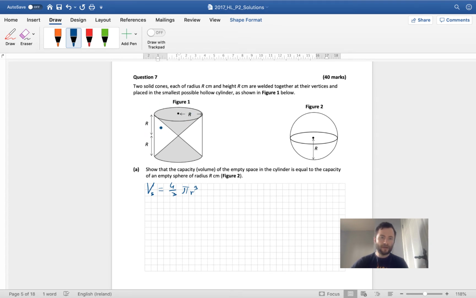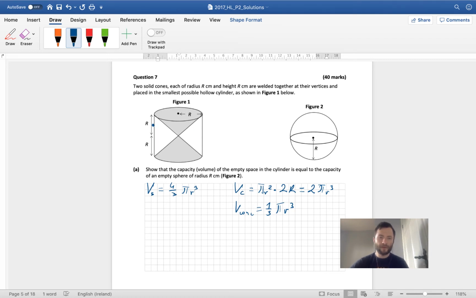Now, in this case, we have a cylinder which has those cones cut out from the middle. So the volume of the cylinder is equal to pi r squared for the base multiplied by the height, which is 2r. So that would be 2 pi r cubed. Now, for each of those cones, the volume is equal to a third of pi r cubed.